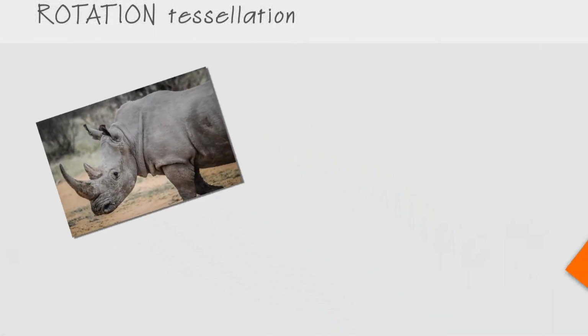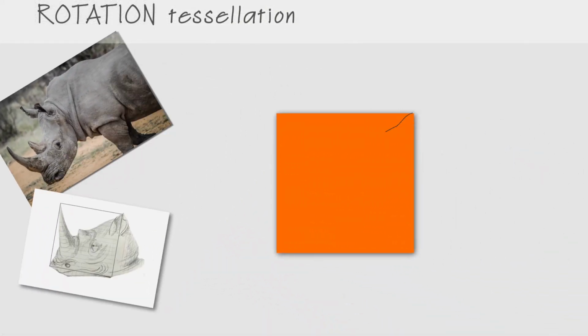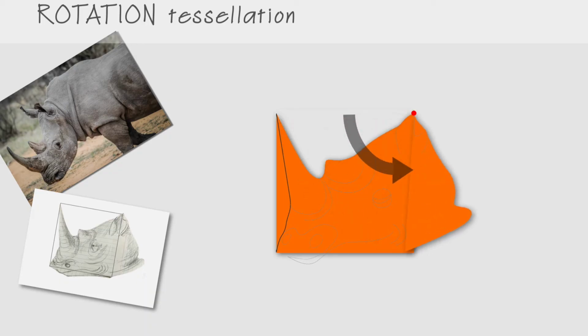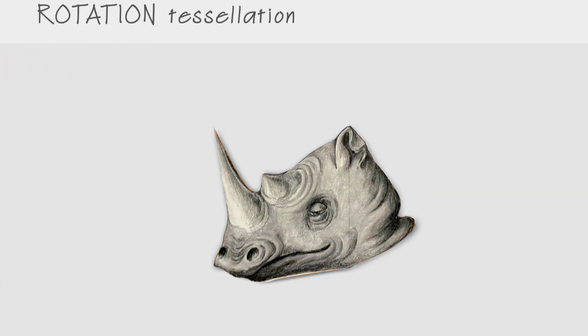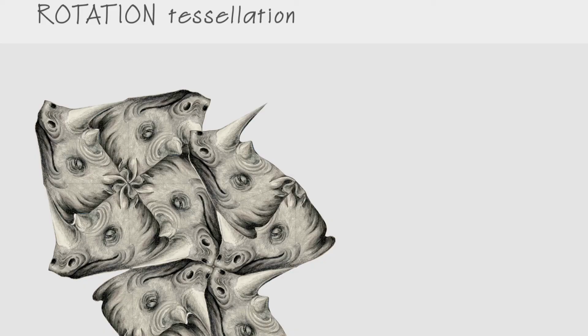Here is another example of the rotation method. I use two sides to draw a silhouette of a rhino. After I cut the pieces out, I rotate them around the corner. Now all you have to do is to trace the tile and add details.